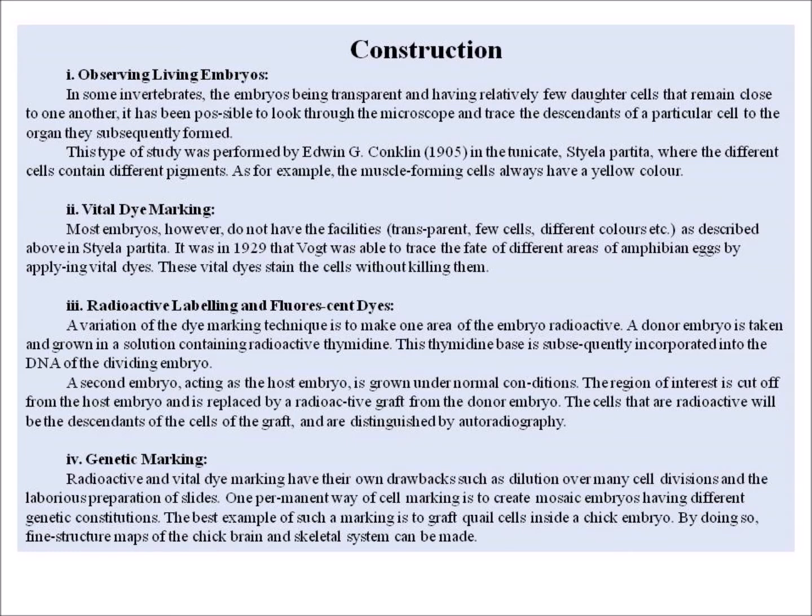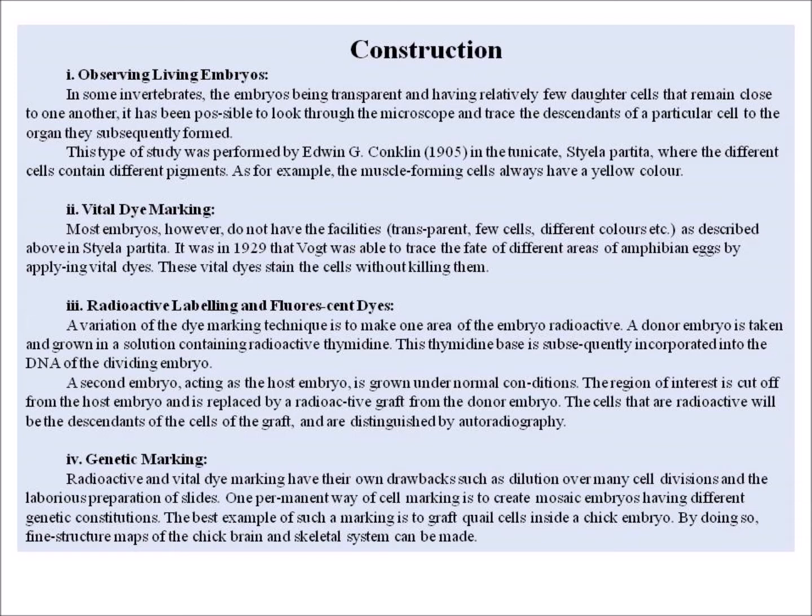In some invertebrates, the embryos are transparent, having relatively few daughter cells that remain close to one another. It has been possible to look through the microscope and trace the descendants of a particular cell to the organ they subsequently form. This type of study was performed by Edwin G. Conklin in 1905 in the tunicate Styela partita, where the different cells contain different pigments. For example, the muscle forming cells always have a yellow color.